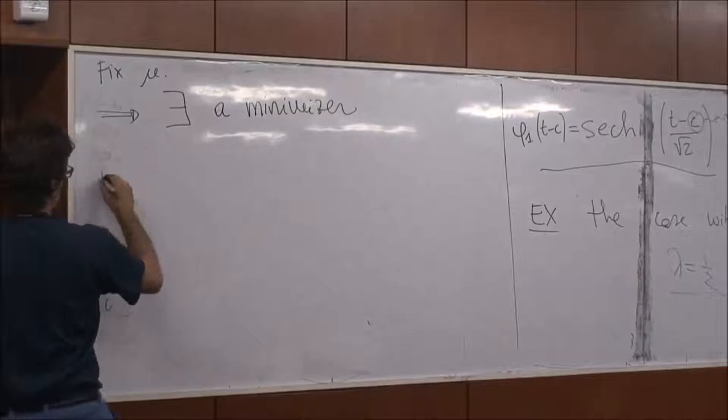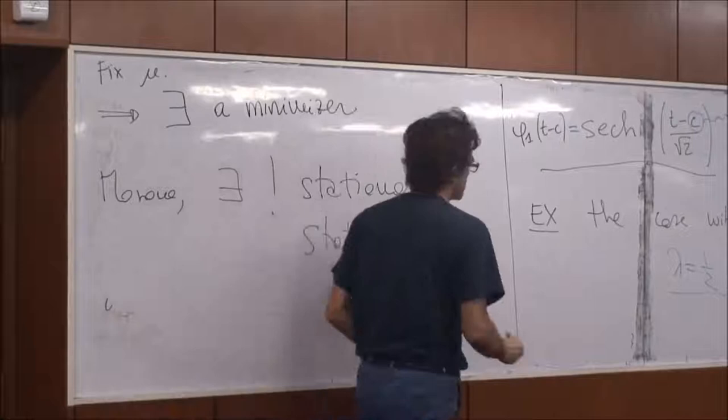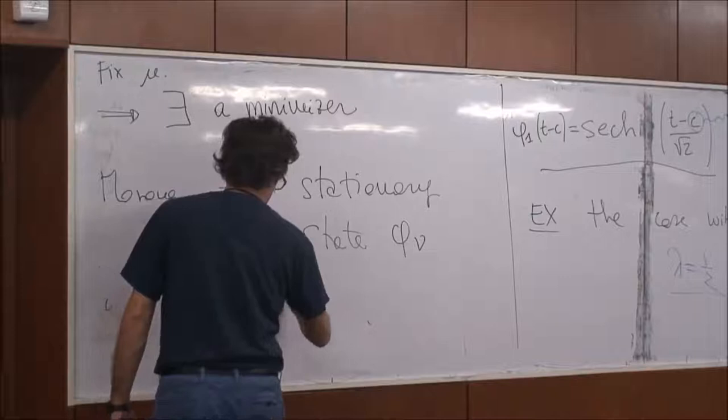Moreover, there exists a unique stationary state of the problem. Since a minimizer is a stationary state, then the stationary state phi mu is the minimizer.